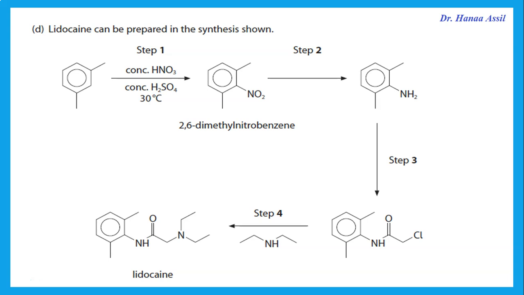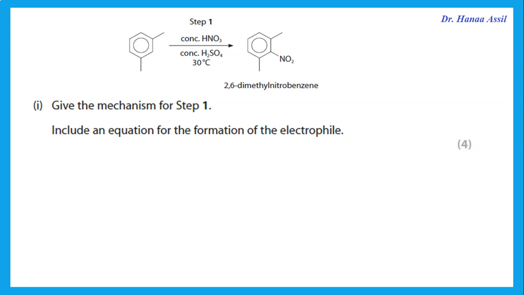Lidocaine can be prepared in the synthesis shown. So we have a series of syntheses, and the first question is give the mechanism for step 1. What is step 1? This is adding a nitro group on the benzene ring. Remember that this is electrophilic substitution. We react it with concentrated nitric acid in presence of concentrated sulfuric acid.